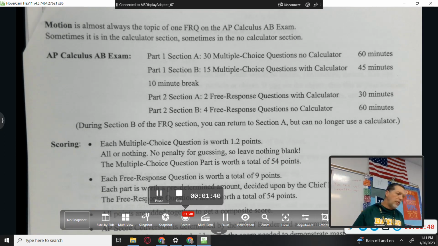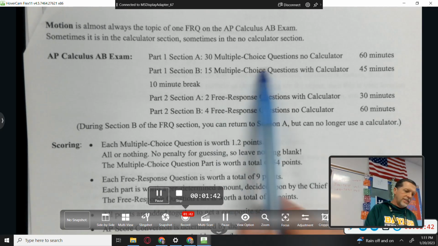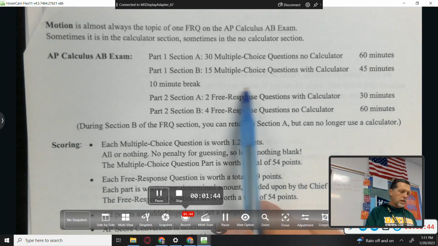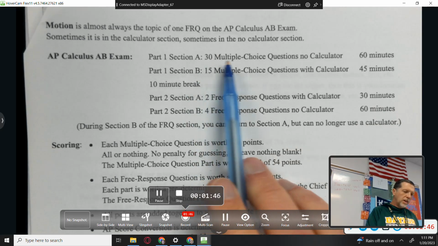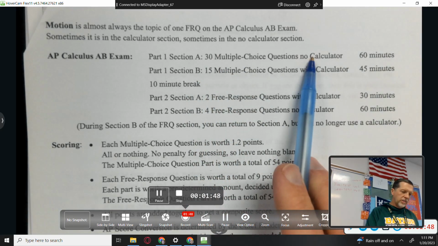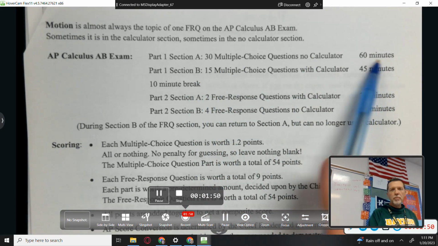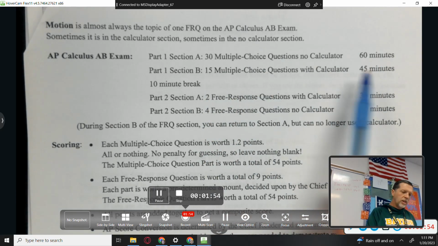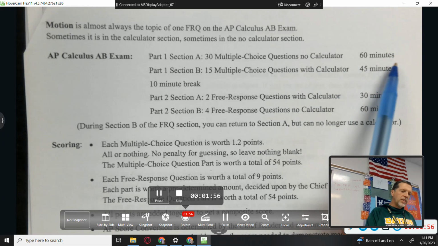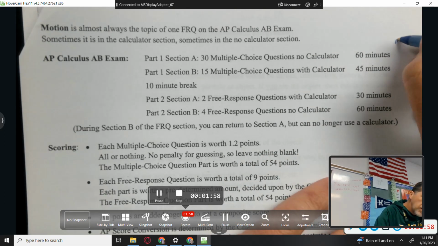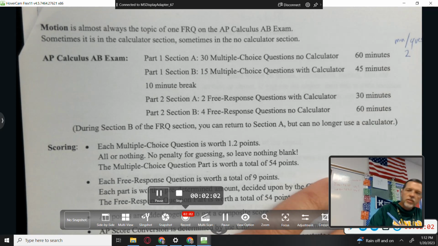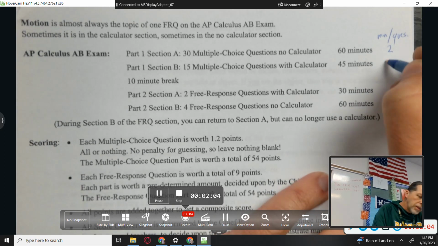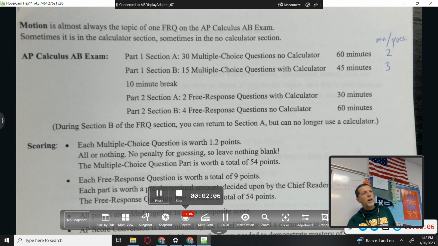So here's the format of the test. It has 4 different sections. Part 1, 30 multiple choice, no calculator, 60 minutes. Part 2, 15 multiple choice with calculator, 45 minutes. So you can see they give you 2 minutes per question when you don't have a calculator, 3 minutes when you do have a calculator.